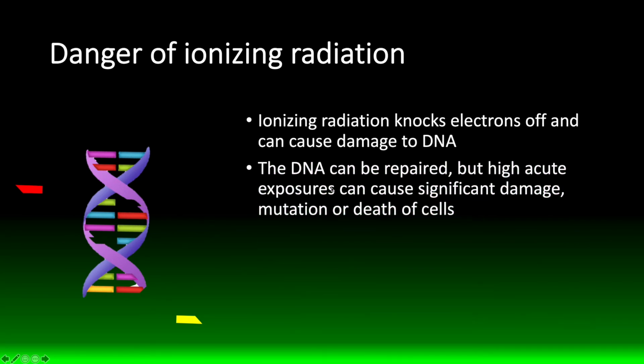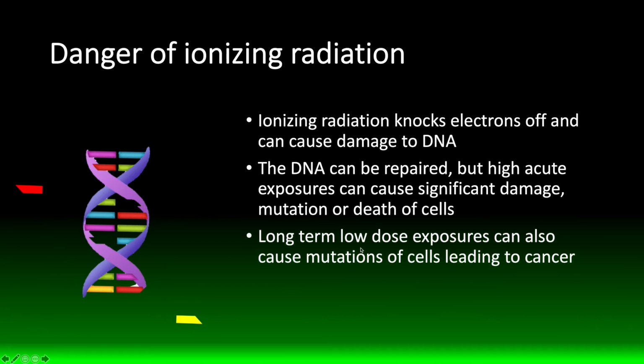The DNA can be repaired, but in high acute exposures, this means a lot of radiation in a short amount of time, you can have significant damage that may not be able to be repaired, a mutation, or even the death of cells. So we want to avoid exposure to high amounts. Now, you will be exposed to some radiation all the time. There's always little sources that we can't avoid 100%, and long-term low-dose exposure can lead to these mutations as well, which can cause cancer. So we don't want a lot of radiation, but there's some that we can't avoid.